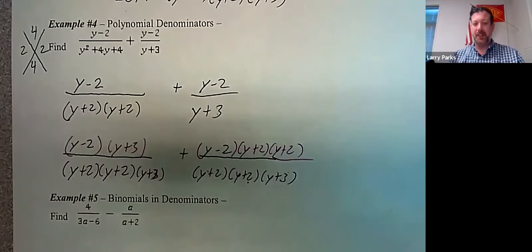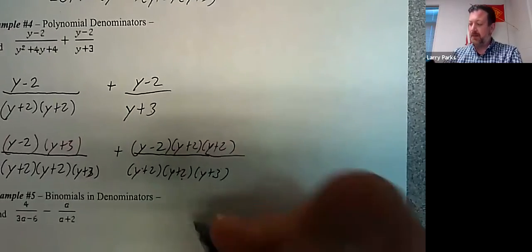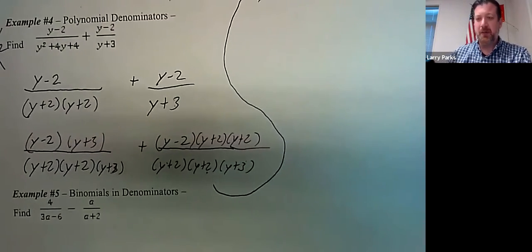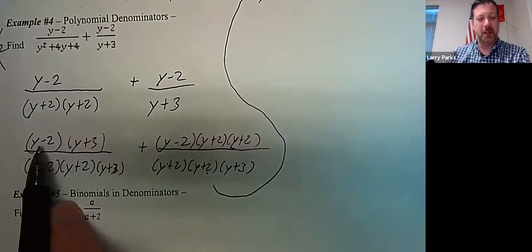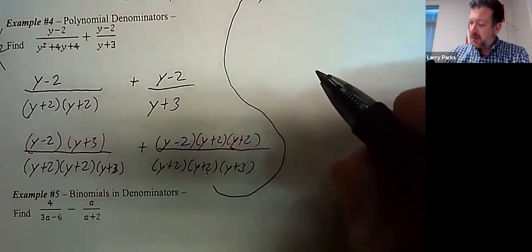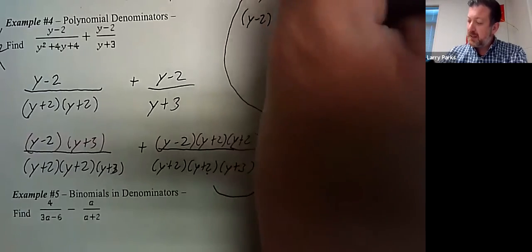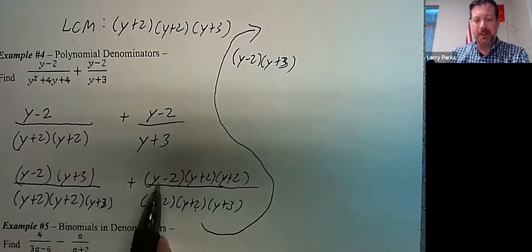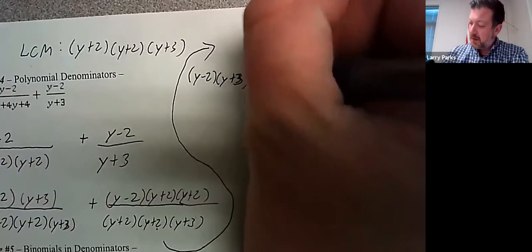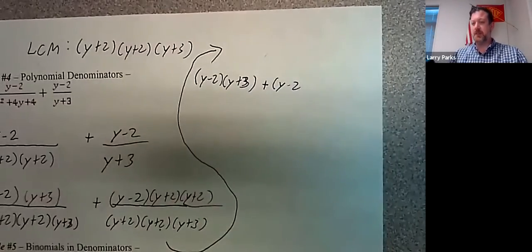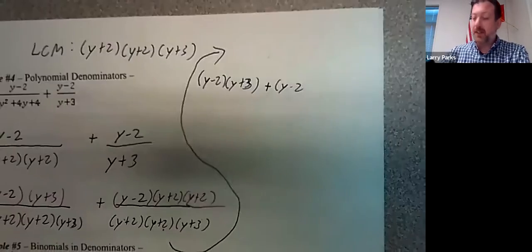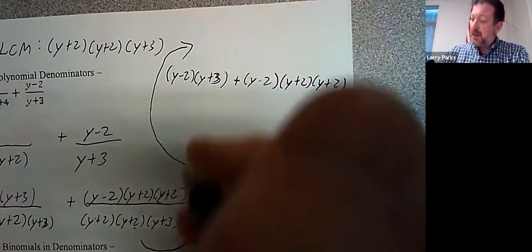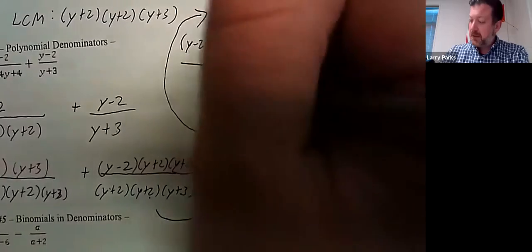All right. Well, from there, I could combine this into one fraction. I may not have room for all this. I would say this is probably one of the harder problems that I've done before, but we're going to put all this on one numerator all over this. So I have y minus 2 times y plus 3 plus y minus 2, y plus 2, y plus 2. Makes it look nicer if I put a piece of paper underneath it. Y minus 2, y plus 2, y plus 2, all over y plus 2, y plus 2, y plus 3.